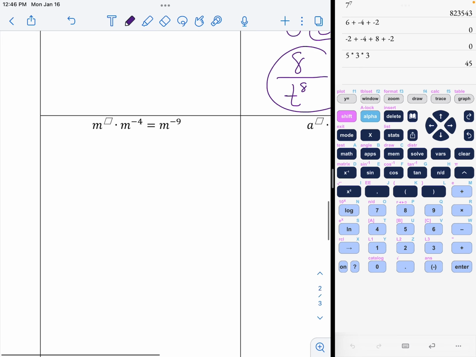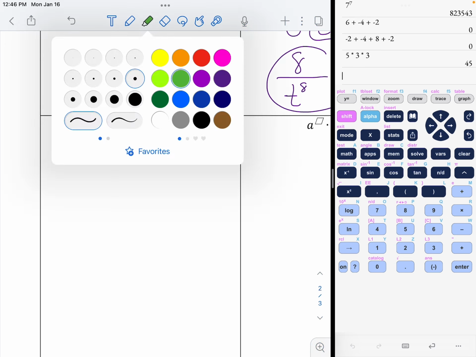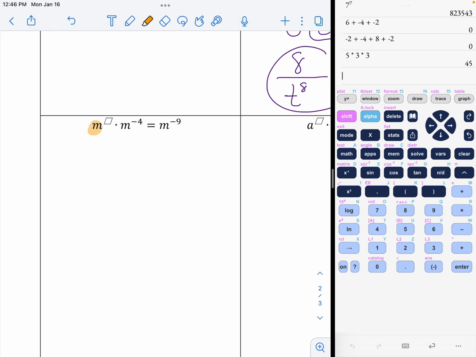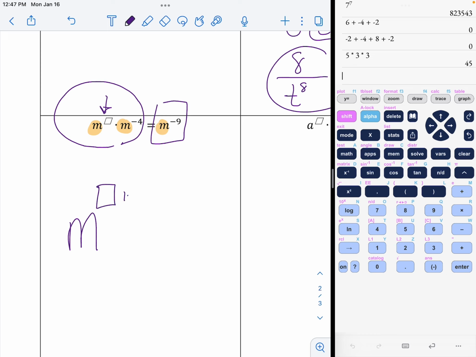Let's check out this one. So I definitely have a common base here. No coefficients, but I have a common base of m. And I need to figure out what in the world goes in this box so that this left side will equal m to the negative 9. So it's going to be m, and then to the whatever goes in that box plus negative 4. That has to give me m to the negative 9. So thinking backwards, what number plus negative 4 makes negative 9? Well, I know the answer is negative 5.